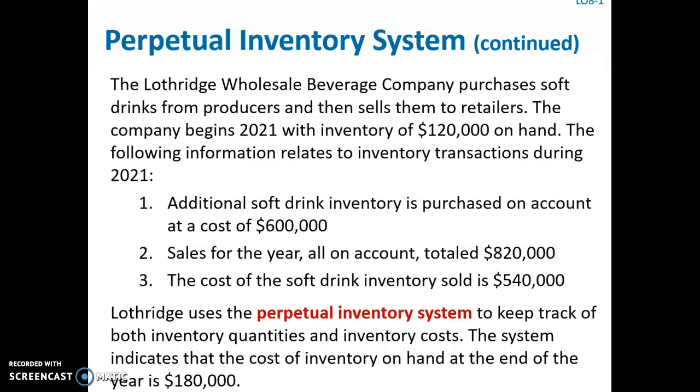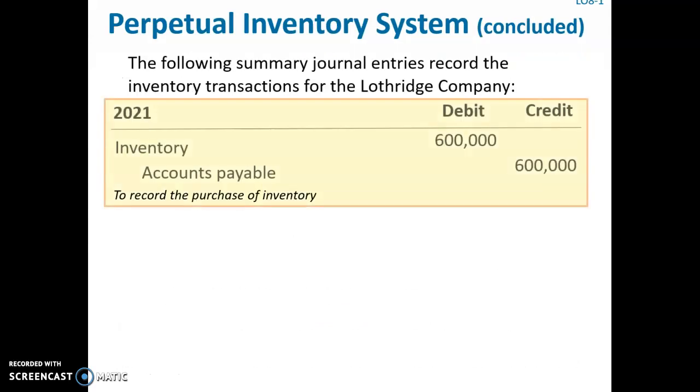The cost of soft drink inventory sold is $540,000. Lothridge uses the Perpetual Inventory System to keep track of both inventory quantities and inventory costs. The system indicates that the cost of inventory on hand at the end of the year is $180,000. Let's look at the journal entries.